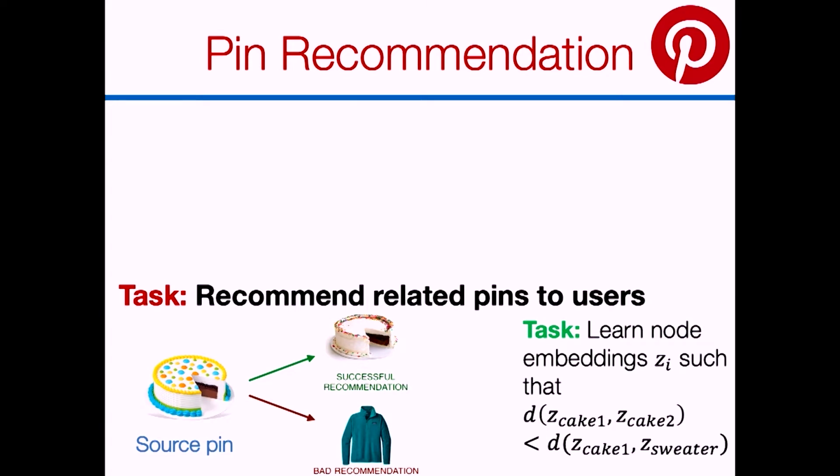So what we want to do is know what pins, what images are related, right? So if I'm given a pin of a cake, another similar cake is a related image and a sweater is not. And using a lot of user interaction data, we can basically get notions of what is related and what is not related. And of course, we could just say, let's take individual images and put them in the embedding space such that the distance between cake 1 and cake 2 will be smaller than the distance between the cake and the sweater. And if you do this, it doesn't really work too well, as I will show you next.